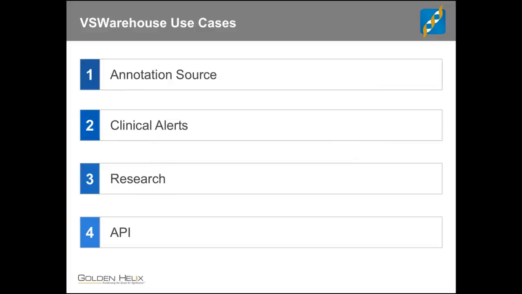So today we've looked at how we can use VS Warehouse as an annotation source. We were able to answer questions like, have I ever seen this variant before? We were able to identify a variant in our project that we have seen before and answer at what frequency we've seen it. We saw how we can use the script management interface for clinical alerts, such as notifying us of changes in ClinVar from month to month. And we saw how to export data from VS Warehouse to do further research and cohort analysis.